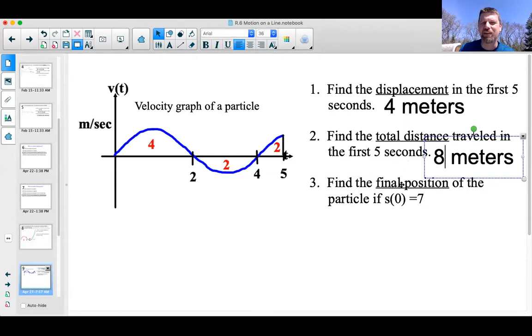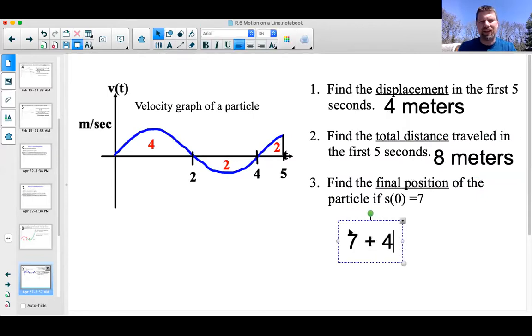Last question says, find the final position of the particle if S of 0 equals 7. That means I'm starting at the 7 meter mark. Well, if I started at the 7 meter mark, and then I move 4 meters forward, 2 backwards, and 2 forwards again, that means I've just got a net change of 4 from that 7. So the final position would be 7 plus that net change of 4. I'll end up at the 11 meter mark.